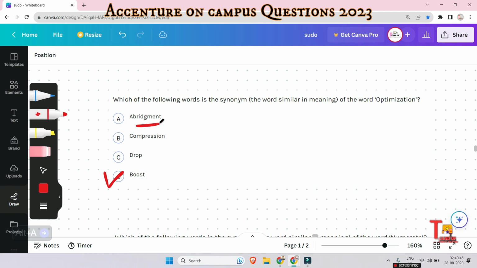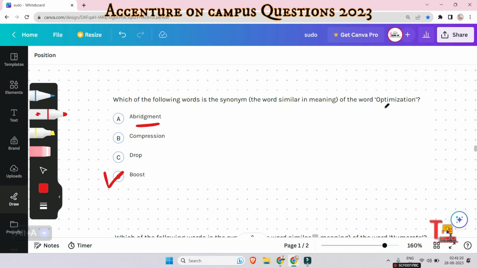This term, the act of condensing or shortening a written work while preserving its meaning, ideas, or content, is abridgment. Compression is the act of squeezing or pressing something together, often to reduce its size or volume. Drop is to let something fall or descend from a higher to a lower position. And boost is to increase, enhance, or raise something.